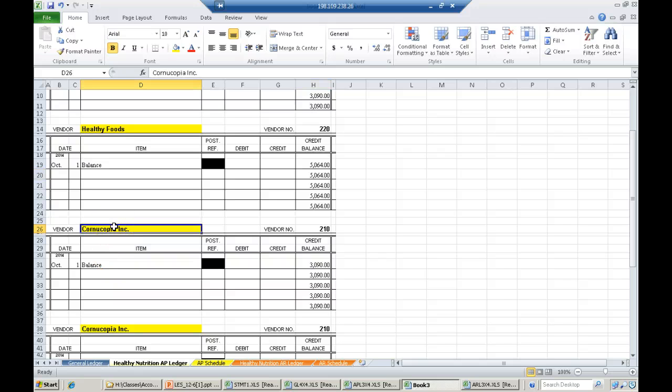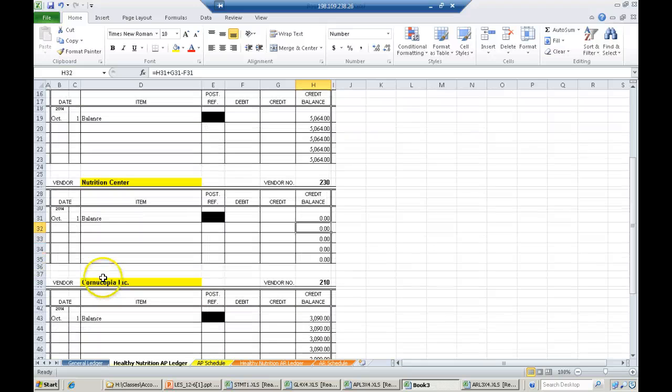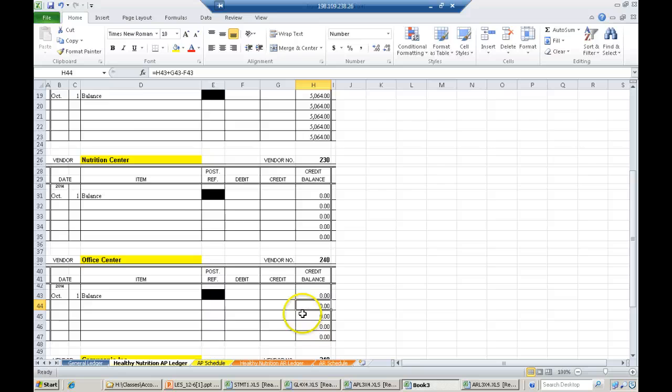Account number 30 is Nutrition Center. Tab it over, 230. Our balance is 0. So let's put 0 in there. Account number 240 is Office Center. Change the vendor number. Trying to make this go as quickly as possible here. Again, the balance is 0.